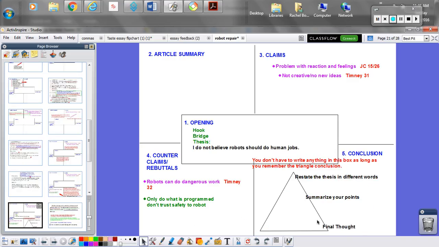Now I'm ready to go to the conclusion box. I can leave this box blank as long as I remember that my conclusion is going to be like a triangle. Here it was like an upside down triangle. My hook's very broad. And then I went into a more narrow statement, which was my bridge, and finally my thesis, which is very specific. So as long as you understand that in the conclusion, you're just going to restate your thesis, then summarize your points, and then a final thought. You could leave this box blank and write it out when you're doing your essay.